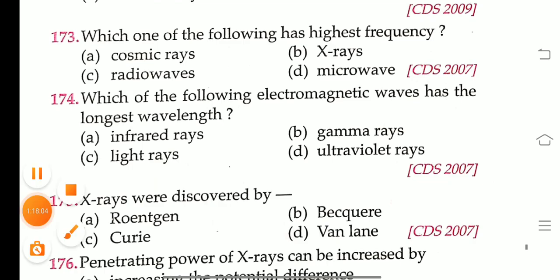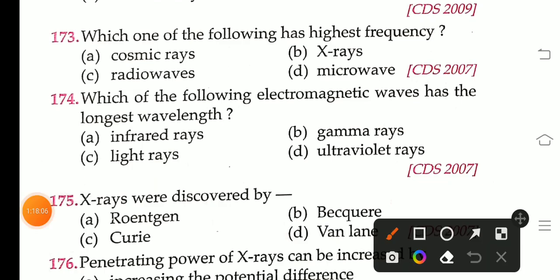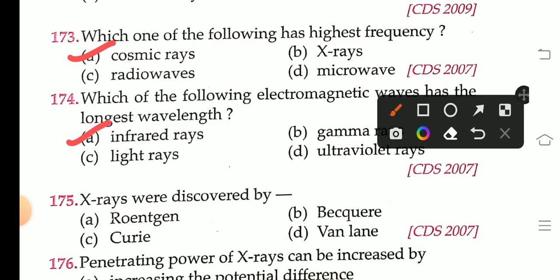Next. Which one of the following has highest frequency? Cosmic rays. Right answer option A. Which of the following electromagnetic waves has the longest wavelength? Right answer will be option A. Infrared rays. Next, X-rays are discovered by. Right answer option A. Roentgen.